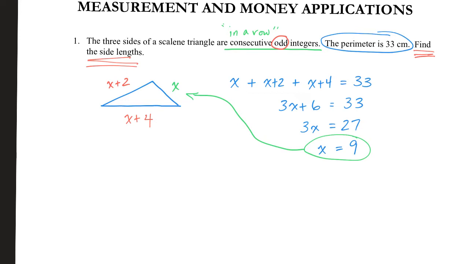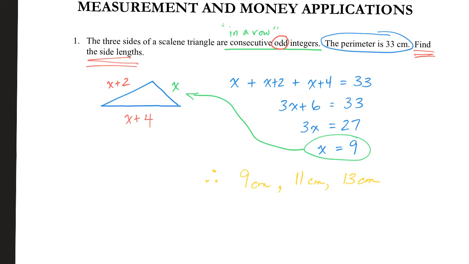So I can make that substitution then, and I can find my other sides. So therefore, well, what are my other sides? Well, I have 9, and I'm talking about centimeters. My other side would be x plus 2, so 9 plus 2, 11 centimeters. And my biggest side would be x plus 4, so 9 plus 4, 13 centimeters.